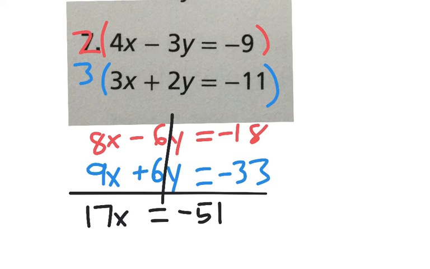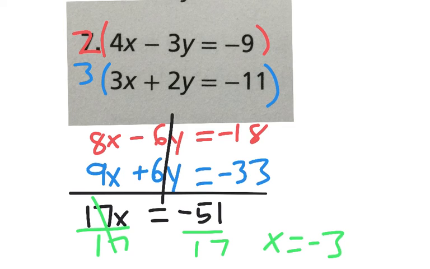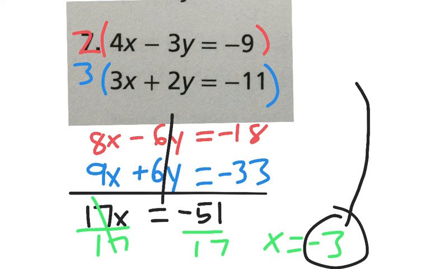Okay, x is being multiplied by 17, which means I need to divide by 17. X is -3. Now, we gotta put that into another equation. Take that and plug it in. There's no good one to plug it into. I can pick any of the 4. None of them are great. I would pick the bottom one.